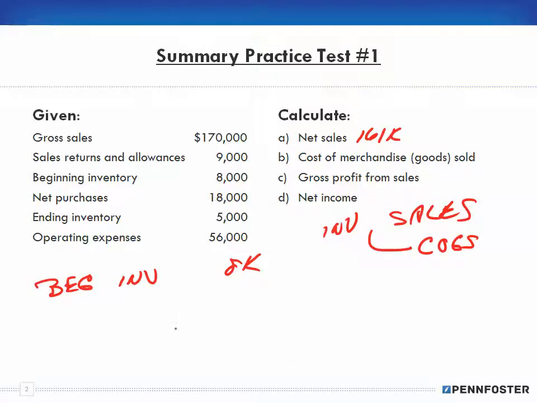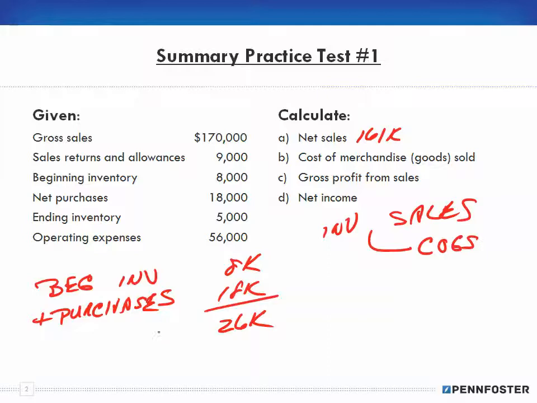So what ends up happening is you start out with a beginning inventory, and yes, things are being sold, but the managers then purchase more items to replace what was sold. So you have purchases. Okay. And we're going to add in those purchases. And in this case here, our net purchases are 18,000. Okay. So we're at 26,000 at this point in time. And so we started out with this beginning and we're adding and adding and adding.